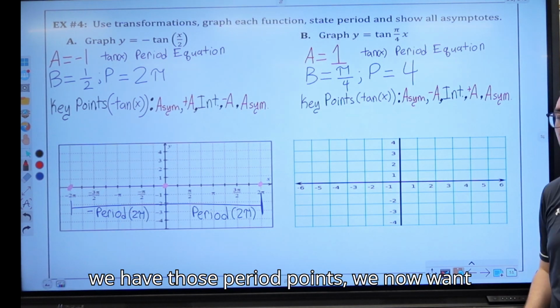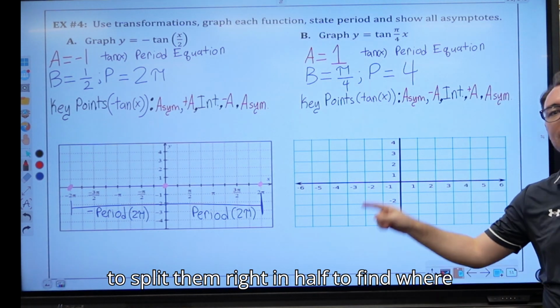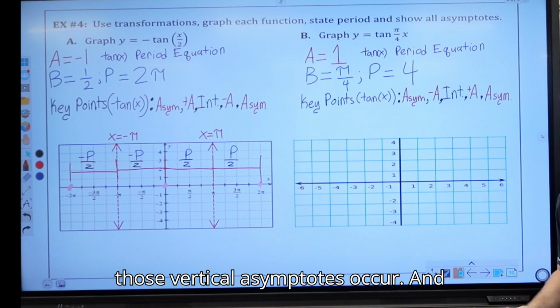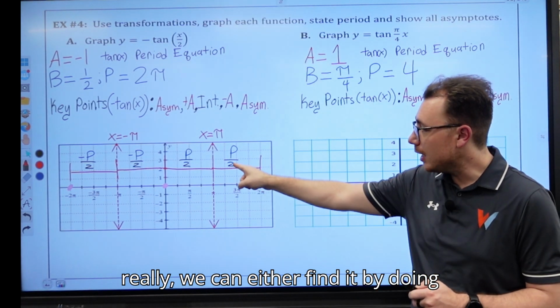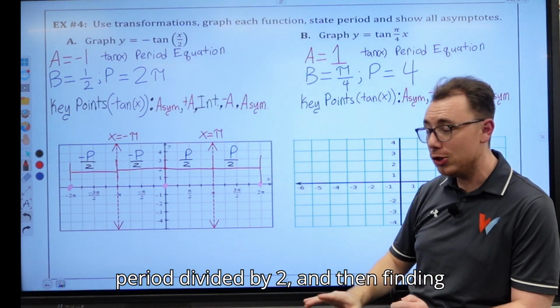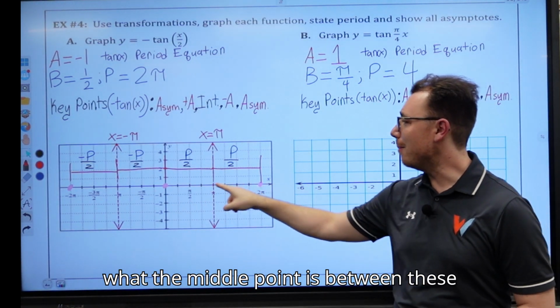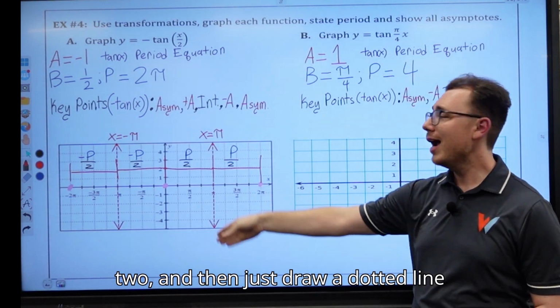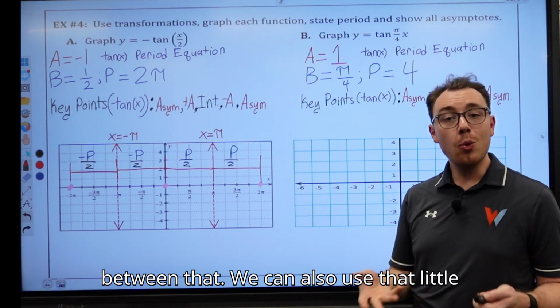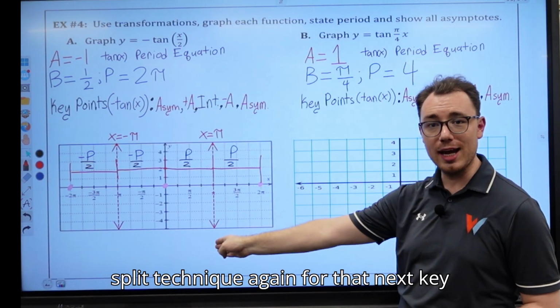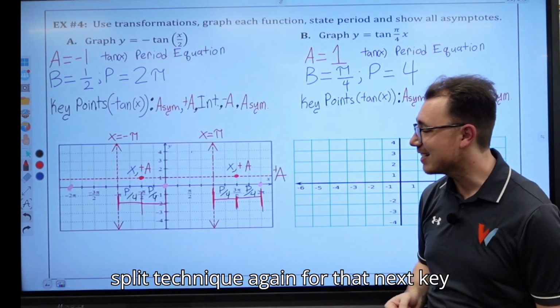Once we have those period points, we now want to split them right in half to find where those vertical asymptotes occur. And really, we can either find it by doing period divided by 2 and then finding what that x value is, or we just find what the middle point is between these two and then just draw a dotted line between that. We can also use that little split technique again for that next key point.